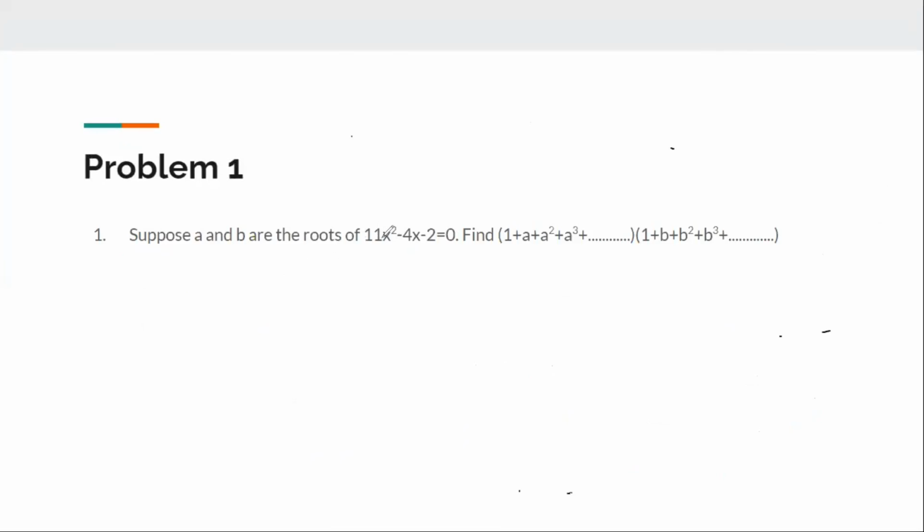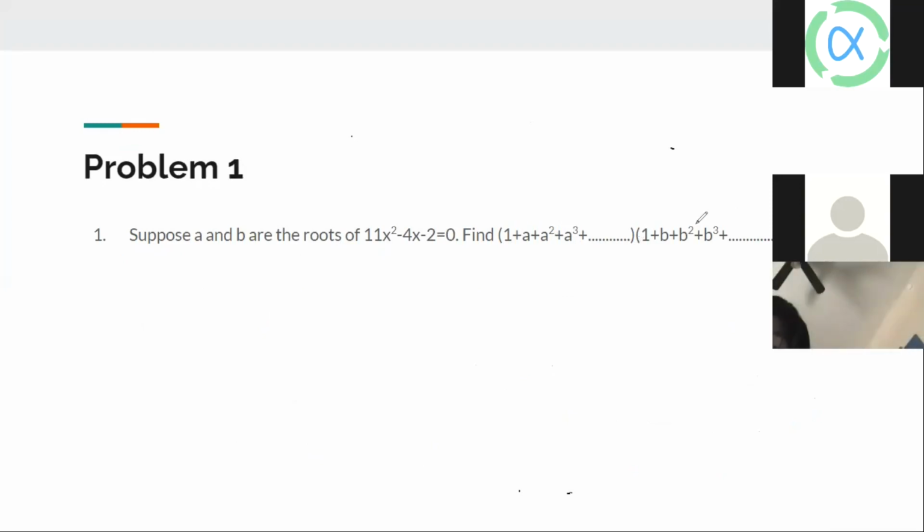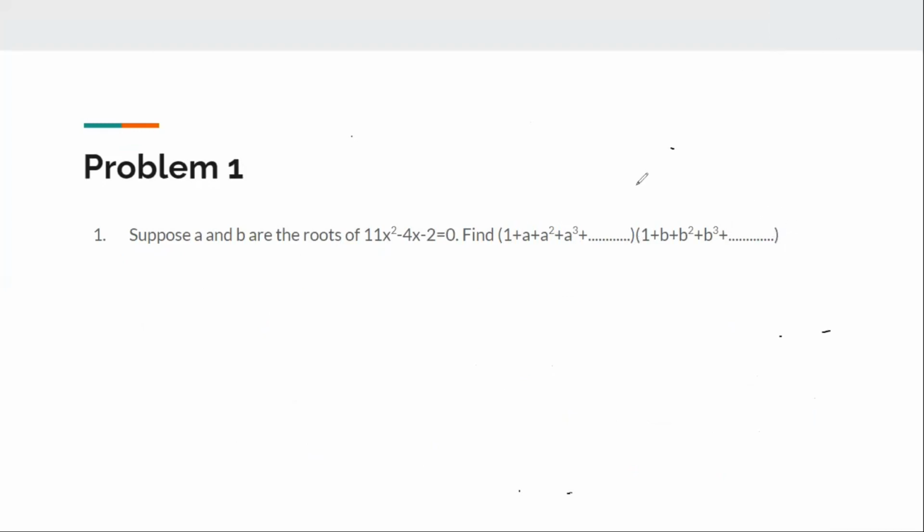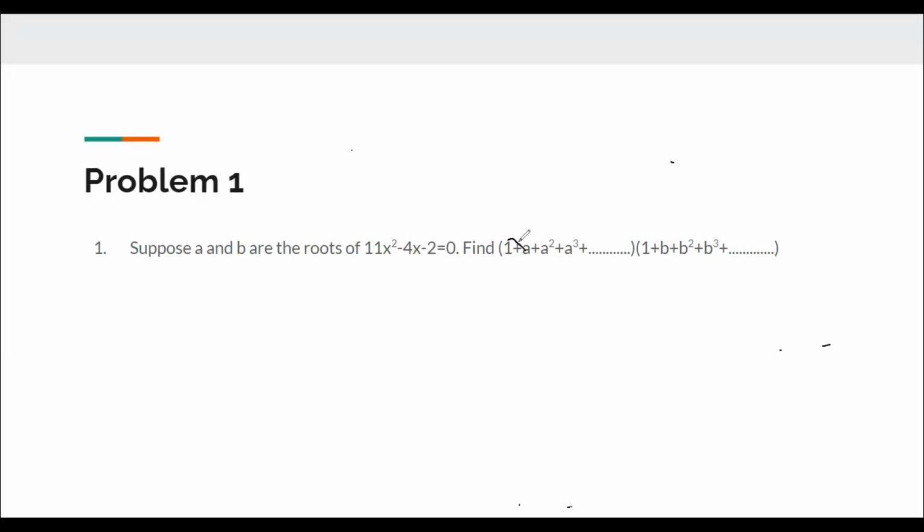Suppose a and b are the roots of 11x squared minus 4x minus 2 is equal to 0. Find 1 plus a squared plus a cubed plus a to the fourth, and so on, times 1 plus b squared plus b cubed, and so on, forever. So simply just looking at this, you notice that the ratio is constant, right? Times a, times a, times a, times b, times b. And since it goes on forever, this should ring a bell that this is definitely an infinite geometric sum.